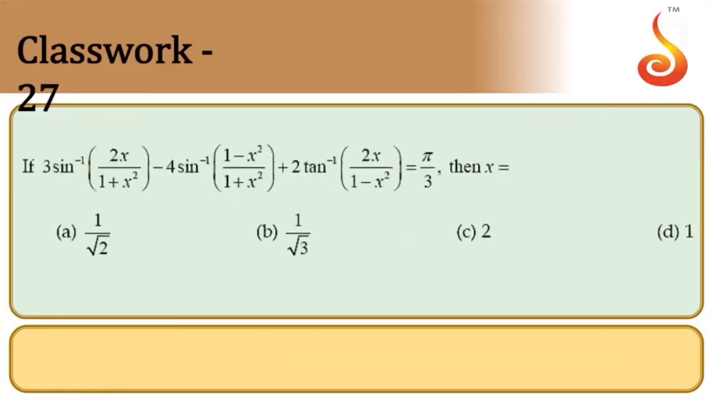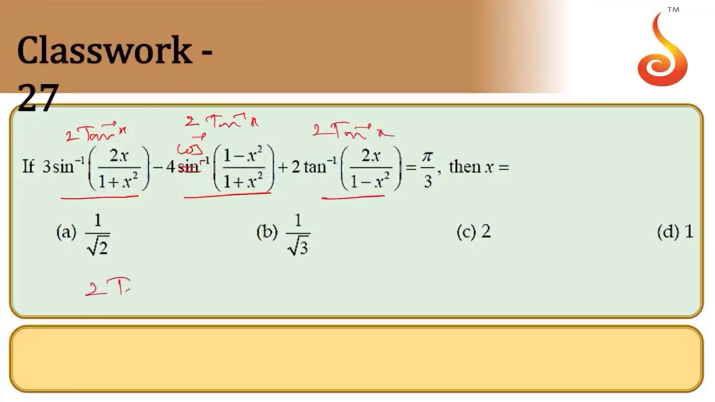So let me take up the next one. This is not sine inverse, this is cos inverse of x. This is the actual question. We know sine inverse of 2x by 1 plus x square is 2 tan inverse of x. And cos inverse of this is nothing but 2 tan inverse x. This also is 2 tan inverse x.